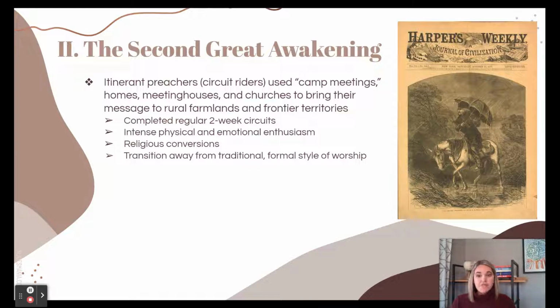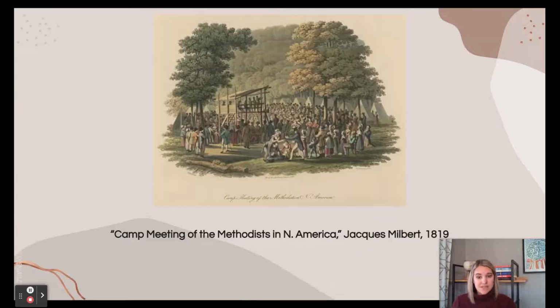As I've already mentioned, they focused on a really strong emotional enthusiasm, attempting to obtain religious conversions. And we can see with the less emphasis on a physical church building that there is a transition away from this traditional formal style of worship that has characterized religion up to this point in the United States.